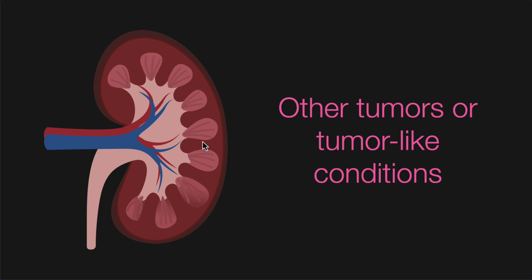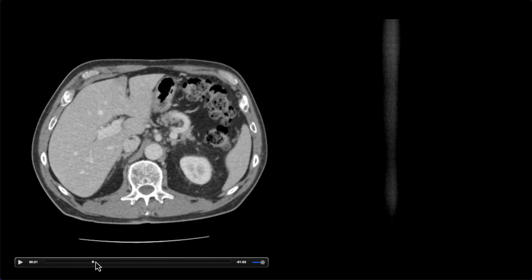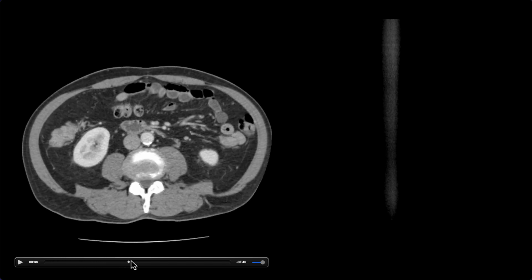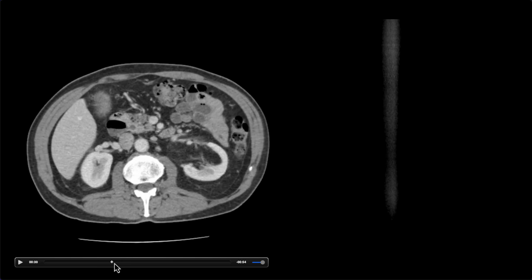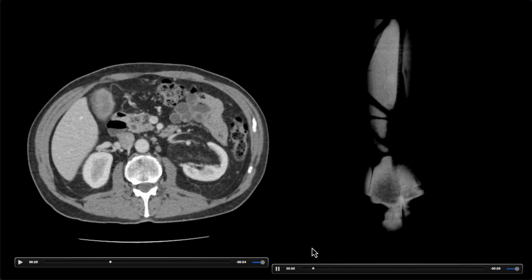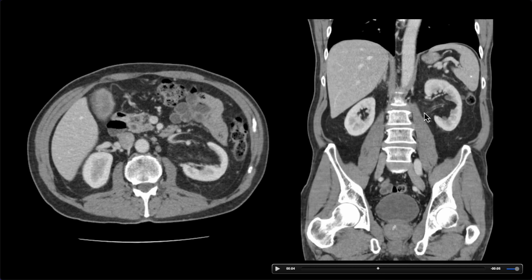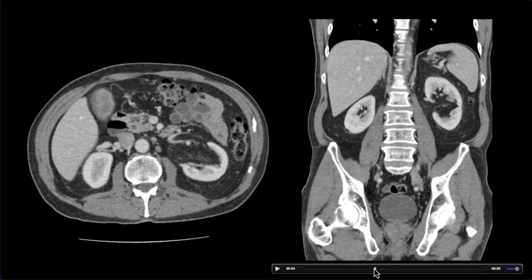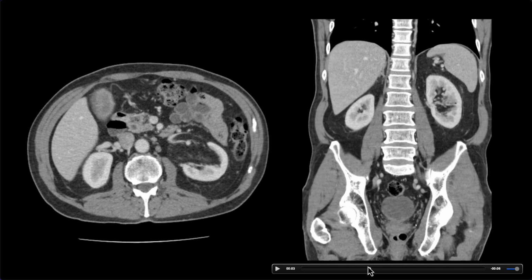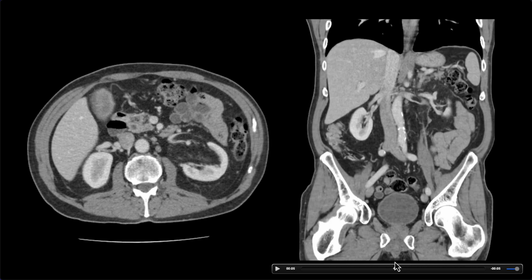Okay, so now we're going to talk about some other tumors or tumor-like conditions. And here we are in our first case. And so we're focusing our review on that left kidney, which has splaying of the hilum, which is predominantly a fatty-looking mass. Let's look at that on coronal. Here we go. So yeah, some splaying of that left renal hilum. It's not really an aggressive appearing process in that there's no renal obstruction. But there is an important finding here that might be catching your attention. Look at that left renal vein.